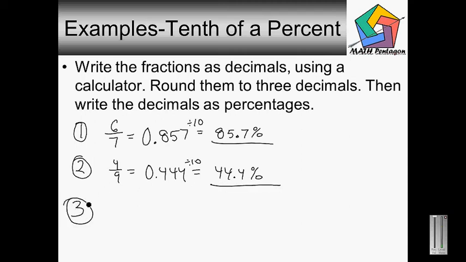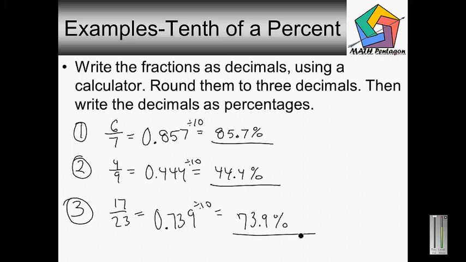And the next one we have is 17 over 23. I basically want to convert this fraction to a decimal, so what I would do is 17 divided by 23, which would give me 0.739. And to find the tenth of a percent of this, I would just divide by 10, which would give me 73.9% as my final answer. So that's my final answer right there.